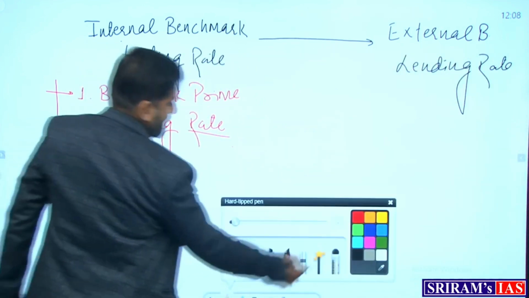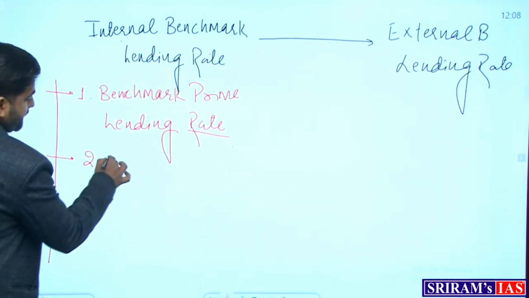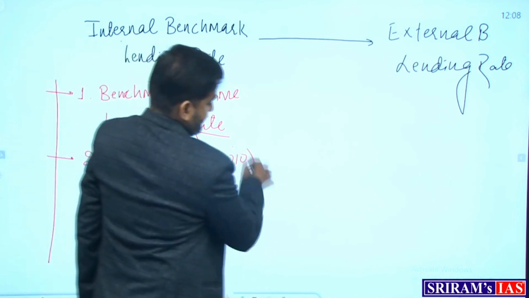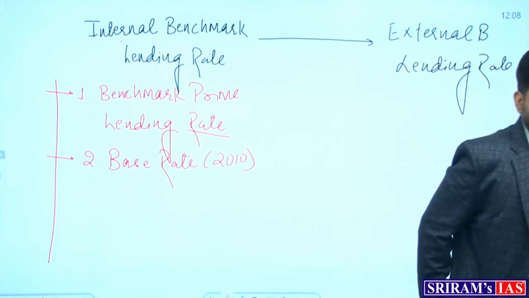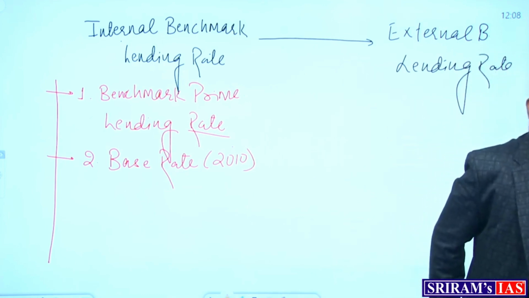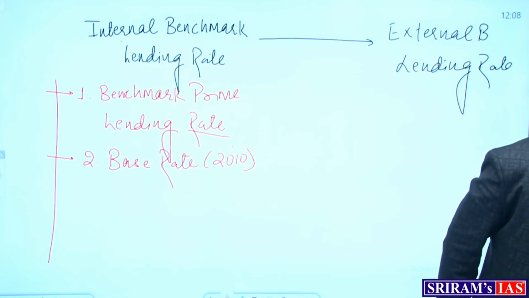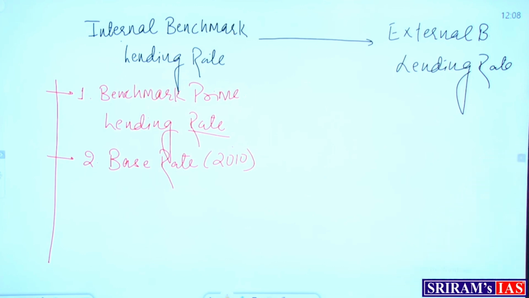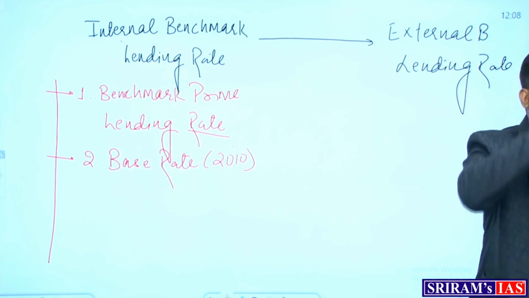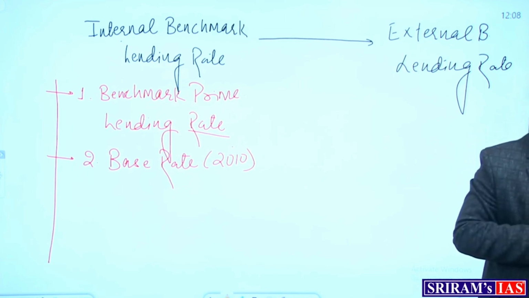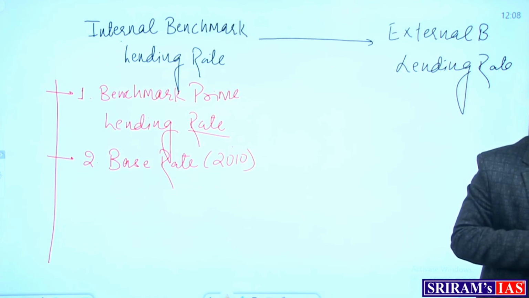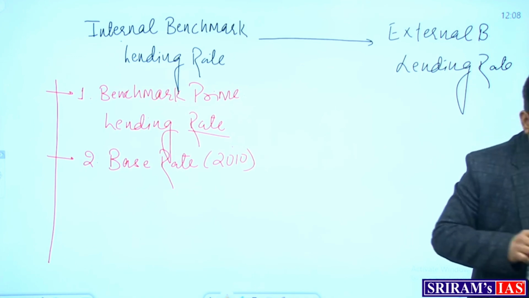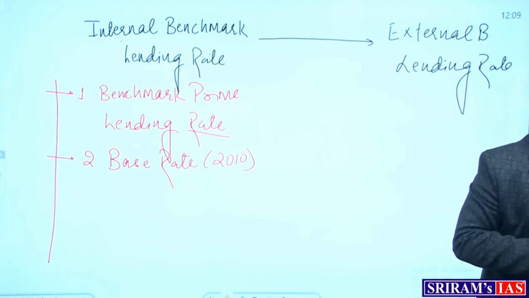Second, write it down. Base rate system. This ran for quite a long time. Base rate, in bracket 2010. Under the base rate system, write it down: it is the minimum interest rate of a bank below which it cannot lend.